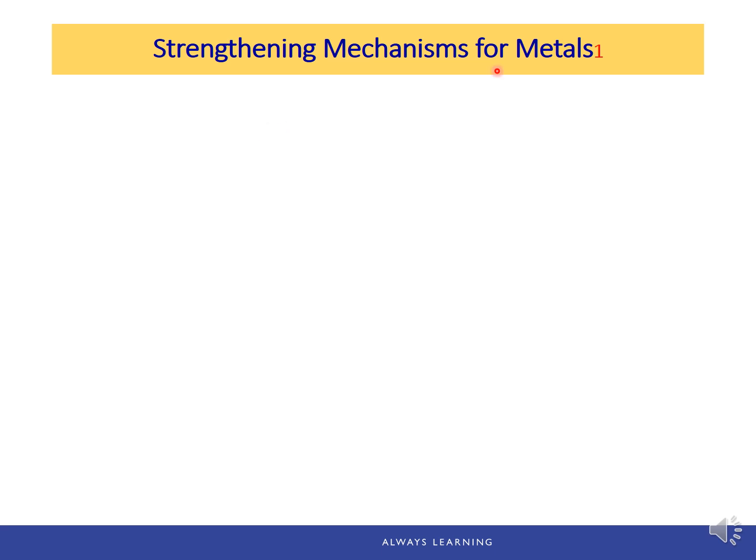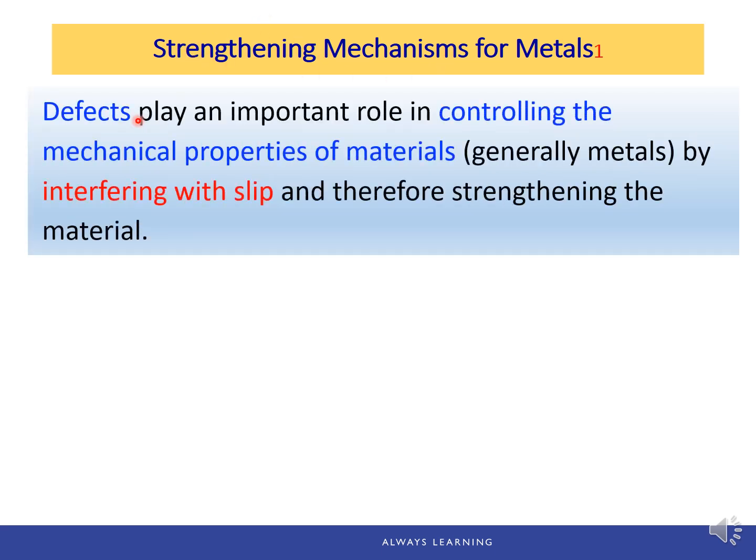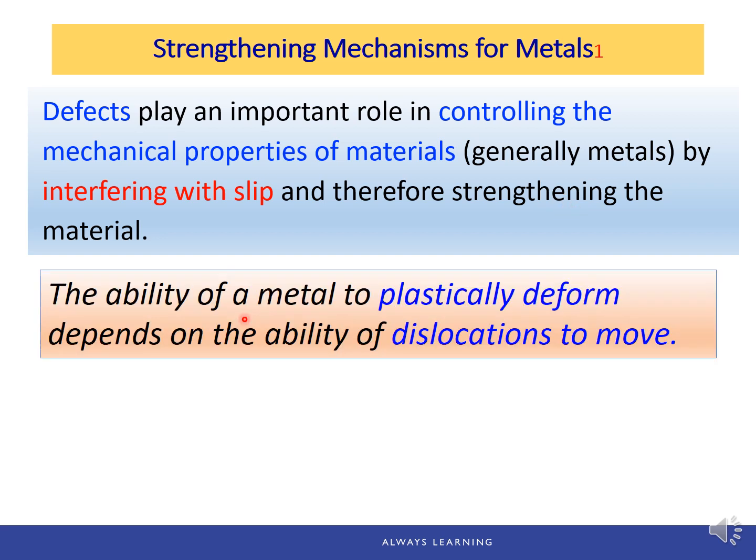By understanding the atomic mechanism of deformation and the central role of dislocations, specific measures can now be taken to prevent deformation. After all, many materials that are used under high load should not deform so easily. So the reason why we learn the mechanism of deformation is to know how to make metals stronger. Defects, especially dislocations, play an important role in controlling the mechanical properties of materials by interfering with slip and therefore strengthening the material. Because the ability of a metal to plastically deform depends on the ability of dislocations to move.